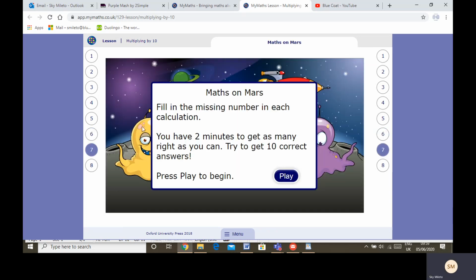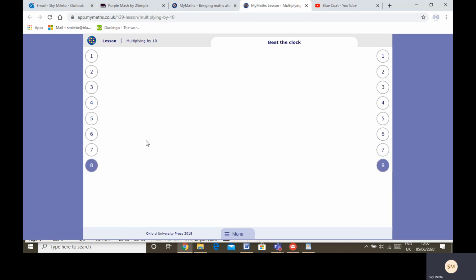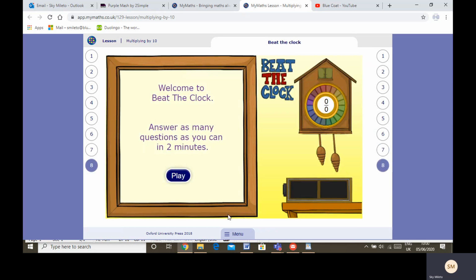So you've got 2 activities that you can play now. Fill in the missing numbers, and if you get all 10 correct in 2 minutes, you're a Mars superstar. And finally, as always, beat the clock. You can give those 2 games a go and then log into your portal and try your lesson.